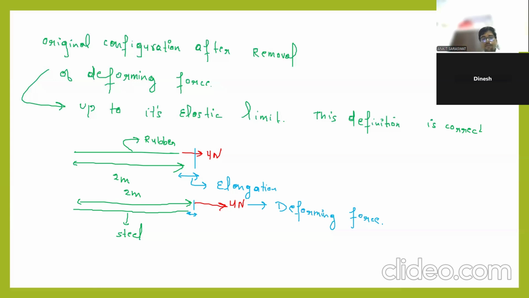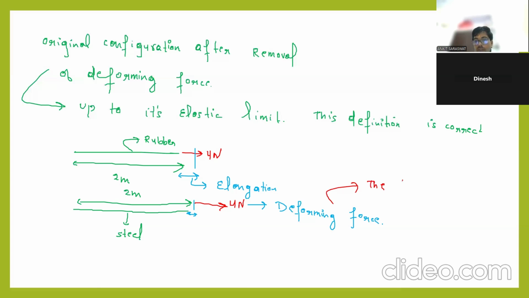Is it clear? Sir, then it is same as potential energy. Potential energy is a different term. What I'm explaining is that a deforming force is a force that deforms the body. It is actually an external force, 4 Newton, but in mechanical properties of solids we give it the name deforming force.